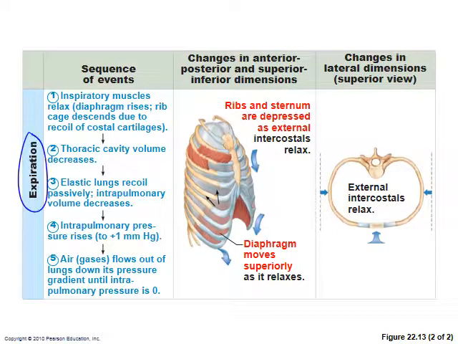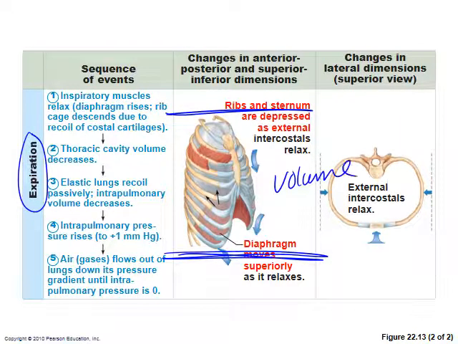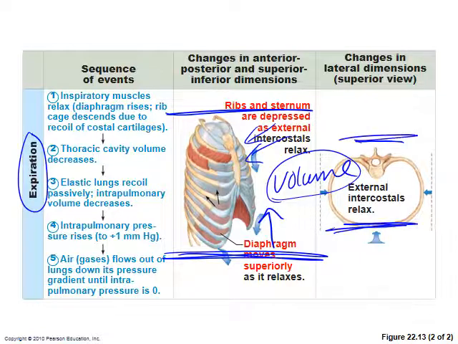So what is expiration? Well, we're just doing the opposite of everything. So we had this really large volume, right? We had increased volume. What are we going to do? We're going to snap the diaphragm back up. Diaphragm's going to relax. Your ribs and your sternum and your intercostal muscles are going to relax. So we have a large volume. We're now going to go back to our smaller volume, right? So now we have a decrease in the volume of the thoracic cavity.